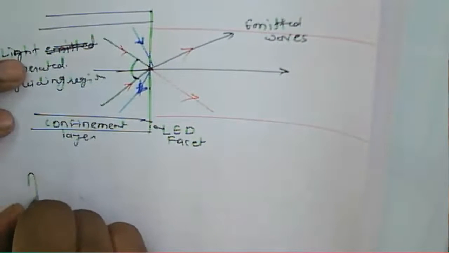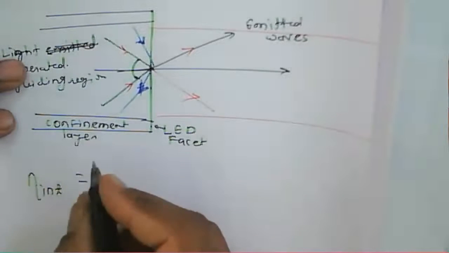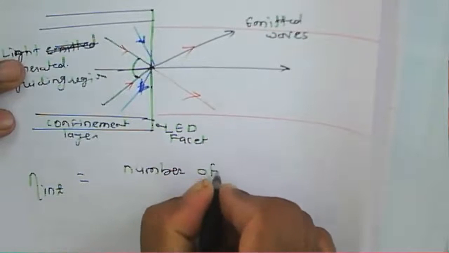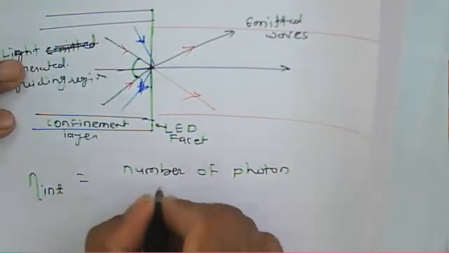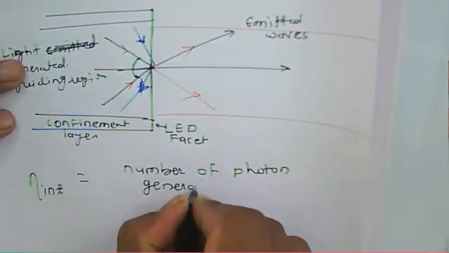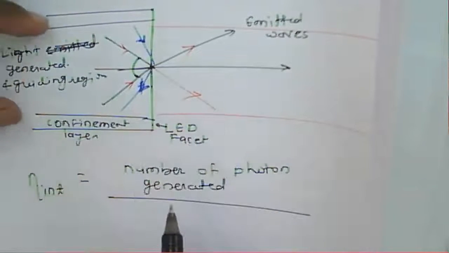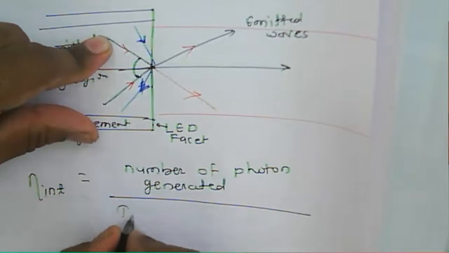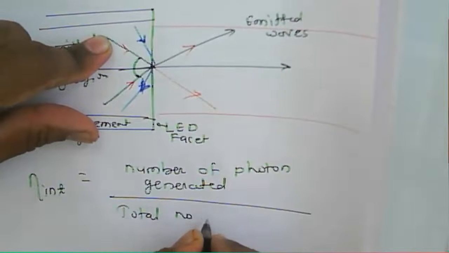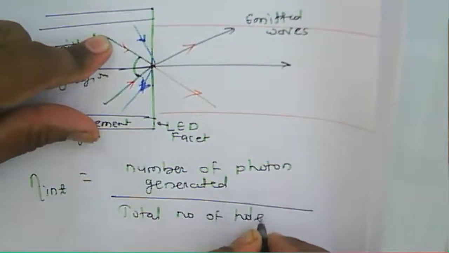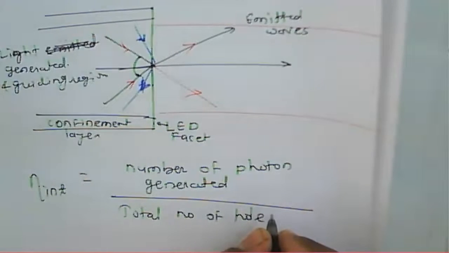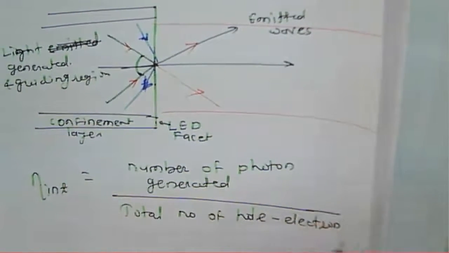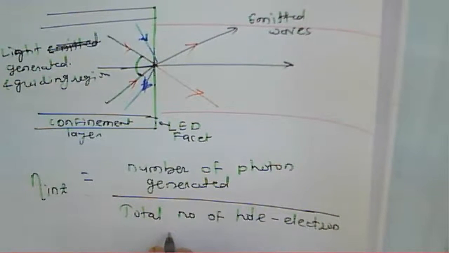But if you consider the internal quantum efficiency, what is it? It is the number of photons generated inside the device, which depends upon the total number of hole and electron recombinations.